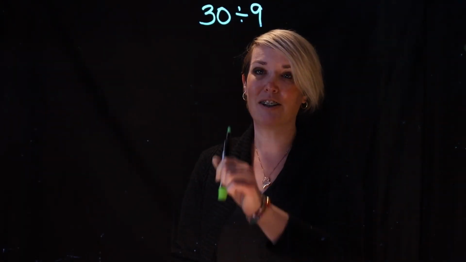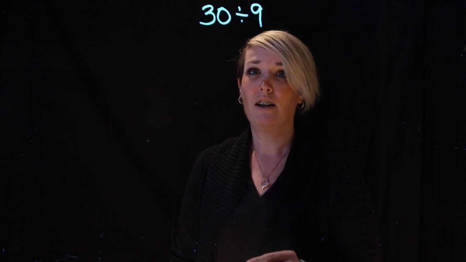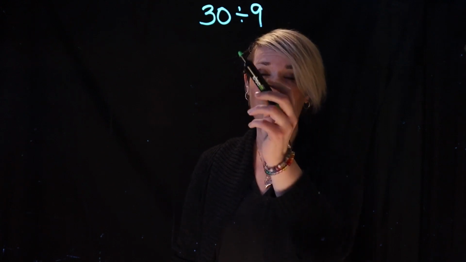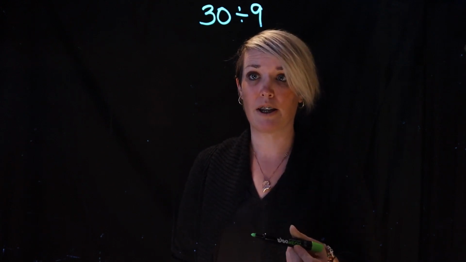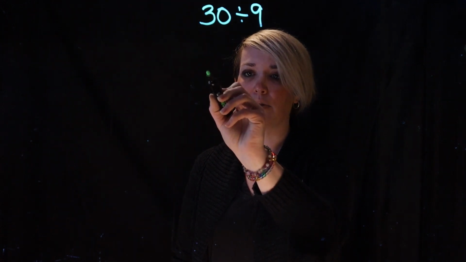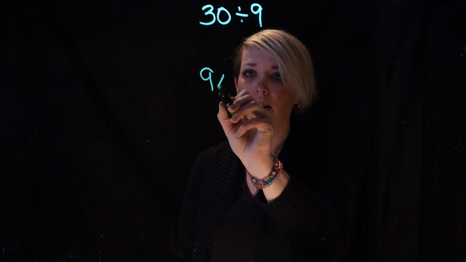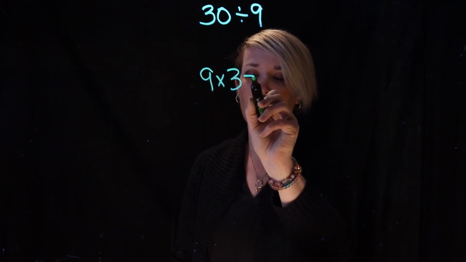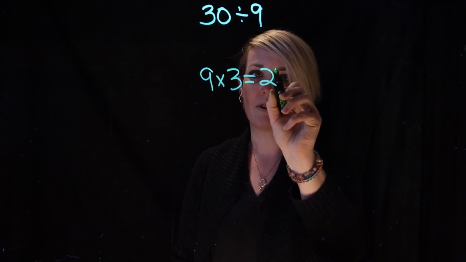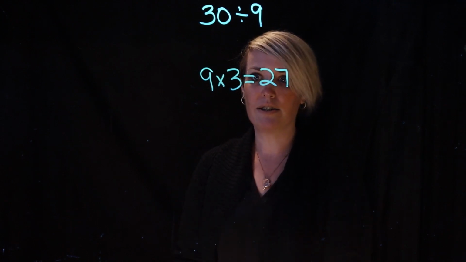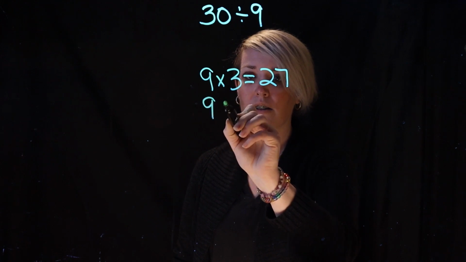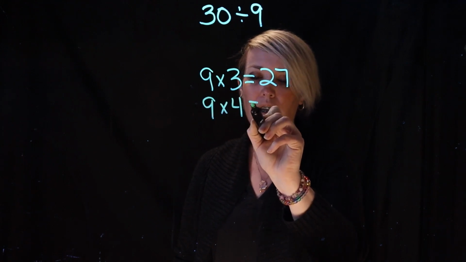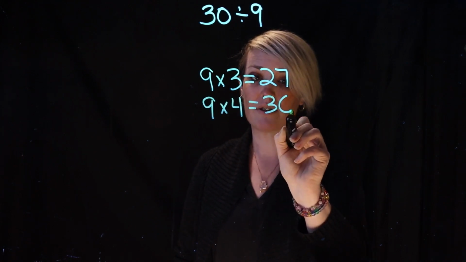Hi, everyone. We're doing 30 divided by 9 here. And I was working with Jerome, and he had some really great ideas about how to solve it. So he said that he doesn't really like division, so he's going to use multiplication. So the first thing he said to me was that he knows that 9 times 3 equals 27. Okay, then he said, well, 9 times 4 equals 36.